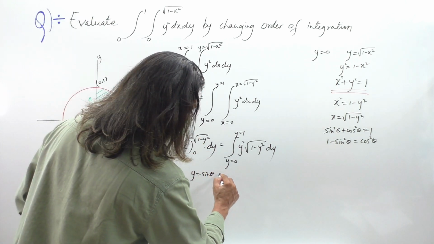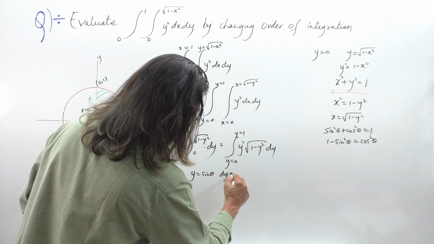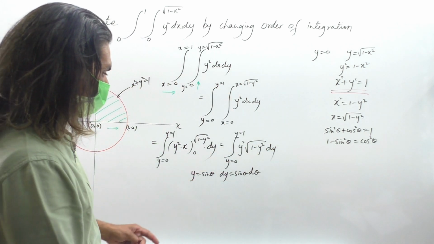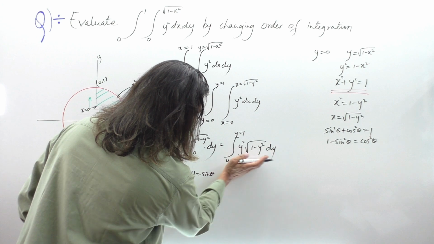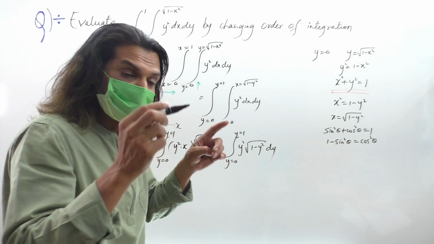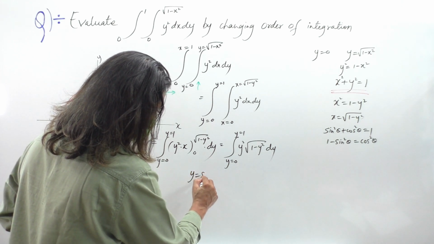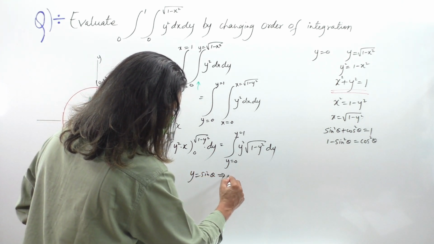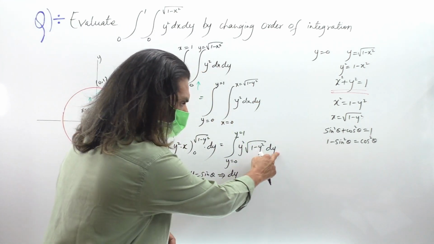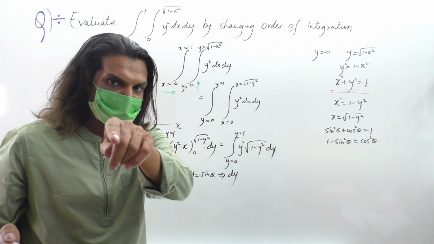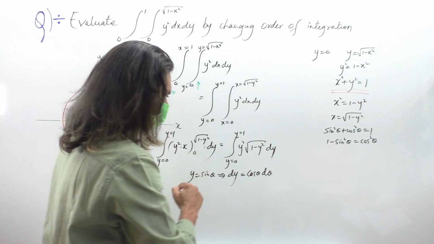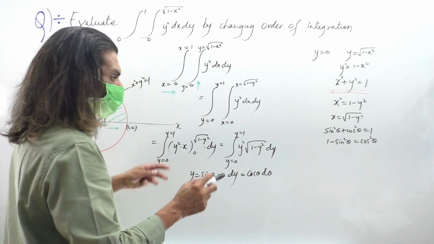Right. So what is dy? Differentiate y is equal to sin theta. So here we substitute y is equal to sin theta. So everything will be substituted in terms of theta now. So I have to find dy now. y is sin theta, so dy is equal to the derivative of sin theta, cos theta, into d theta. Therefore, we have everything in terms of theta.